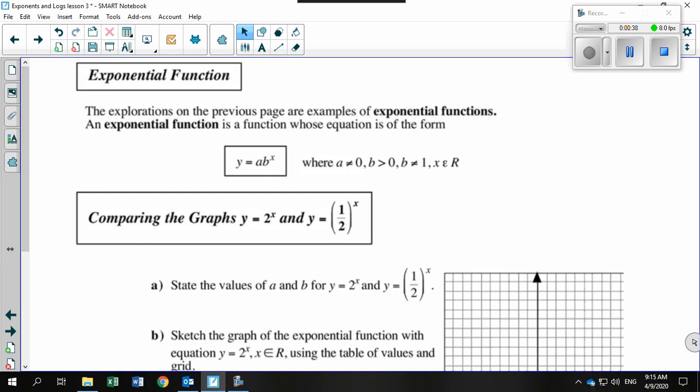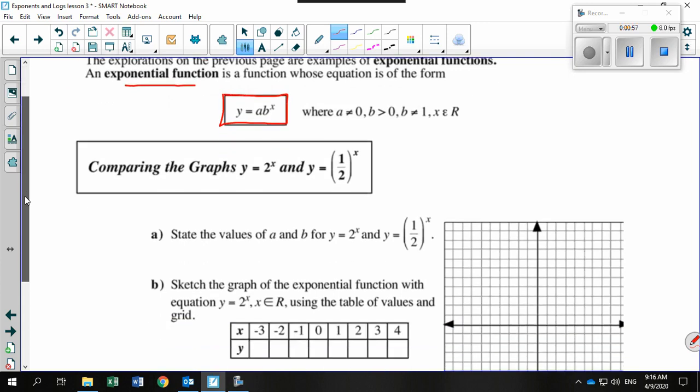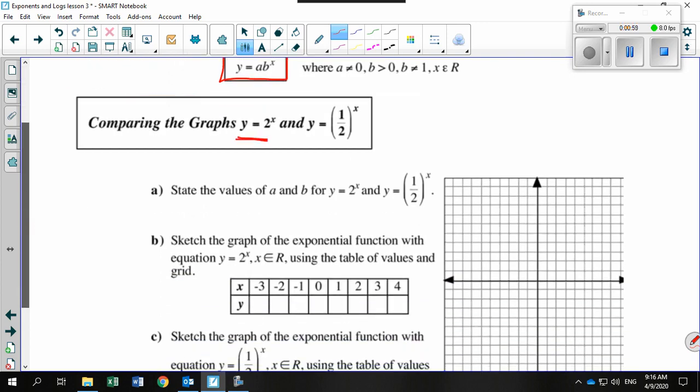Okay, so an exponential function looks like this, and this is how it appears similar on your formula sheet. And what we're going to do is explore what the characteristics of an exponential function are. So we're going to compare two different graphs. The first one, y is equal to 2 to the power of x, and y is equal to 1 over 2 to the power of x.